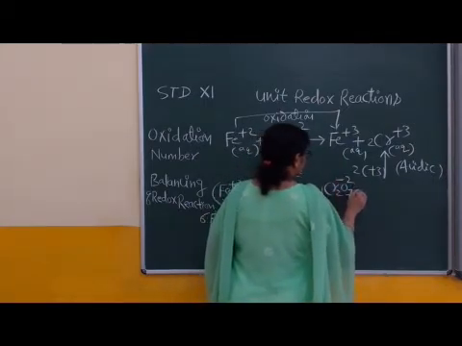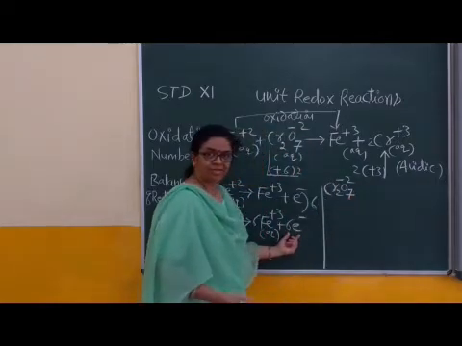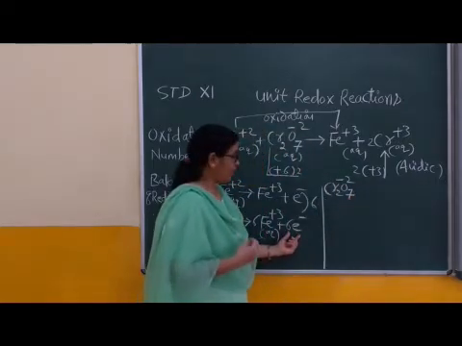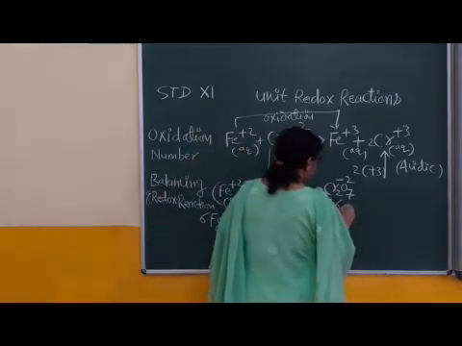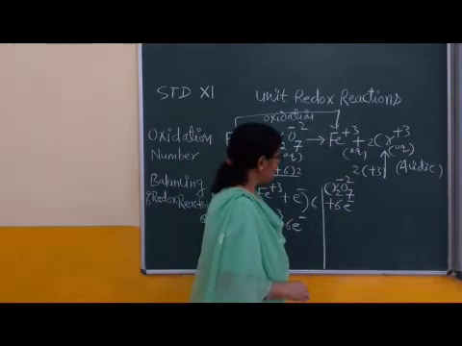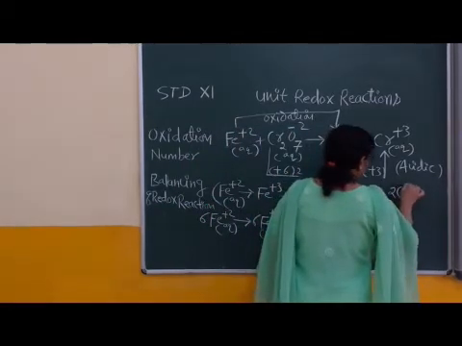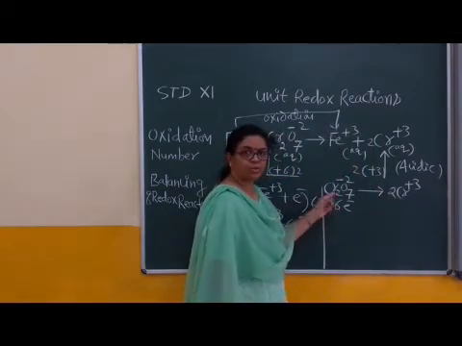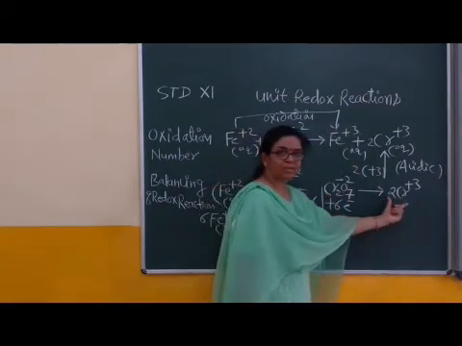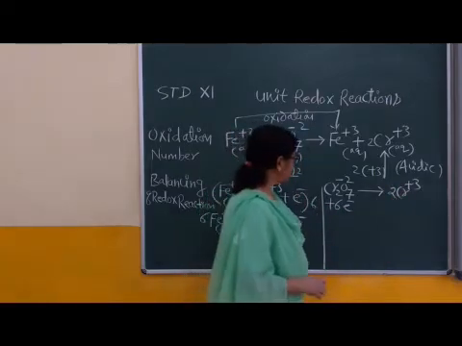Cr2O7 minus 2. Net gain of electrons is 6, and gain of electrons is always written towards the left hand side, opposite of oxidation. Plus 6 electrons, you can write it like this, right? And then formation of 2 chromous. Dichromate, di means 2, so dichromate ion gives 2 chromous, the lower oxidation state.